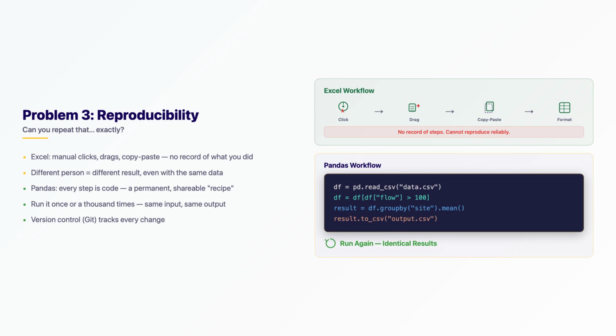You would need to remember every click, every filter, every formula you applied. In Pandas, every single step is written as code. You have a complete, readable record of every transformation, every filter, every calculation. You can run the exact same analysis again in seconds on completely new data. You can share your script with a colleague, and they will get exactly the same result. This is what reproducibility means, and it is essential for any serious data work.